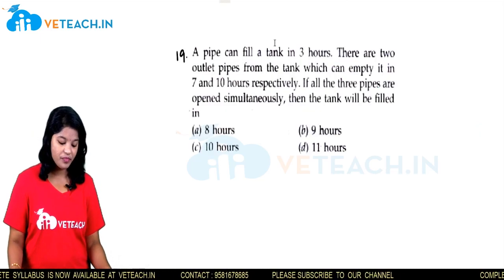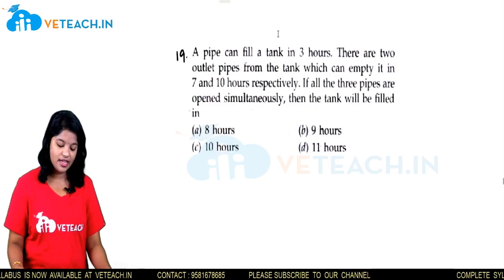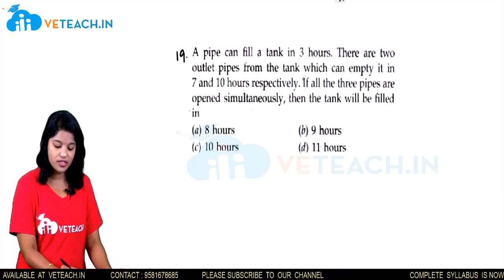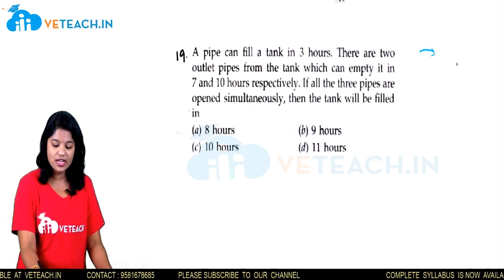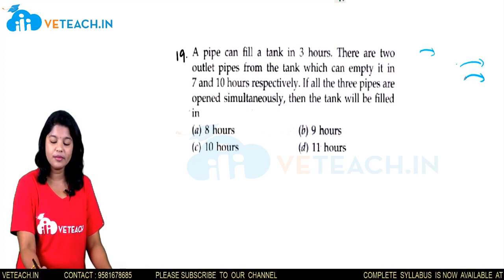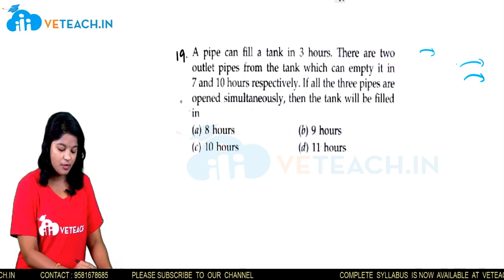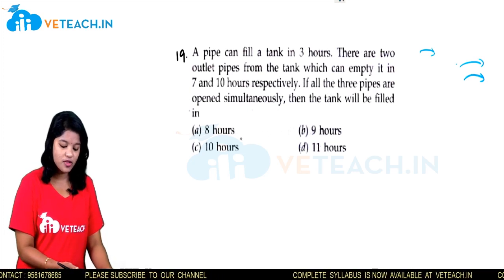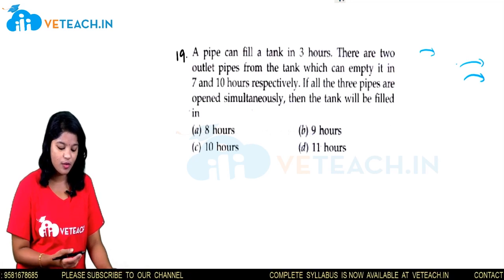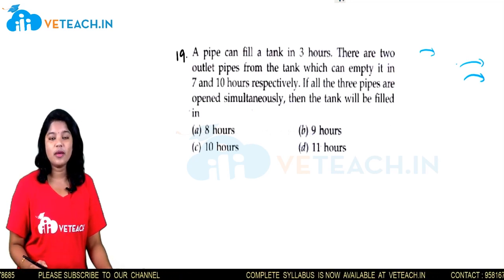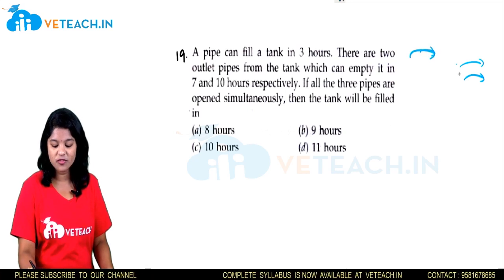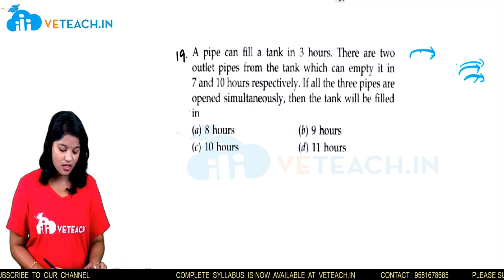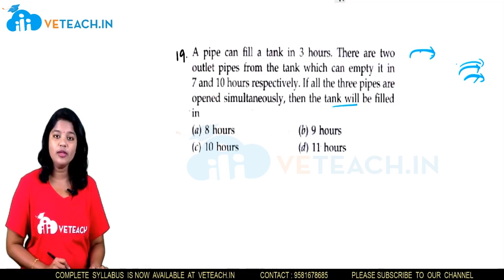See the next question. A pipe can fill a tank in 3 hours. There are 2 outlet pipes from the tank. So one pipe is used to fill and 2 pipes are used to empty the tank, which can empty the tank in 7 hours and 10 hours respectively. If all the 3 pipes are open simultaneously, then the tank will be filled in. Now all the 3 pipes are open simultaneously, that is, one pipe is filling and 2 pipes are emptying the tank. Now we should find in how much time the tank will be filled.